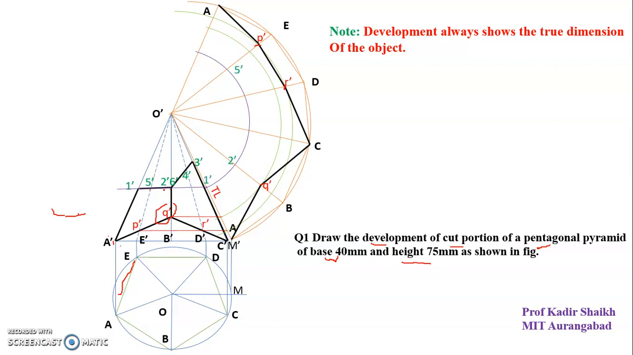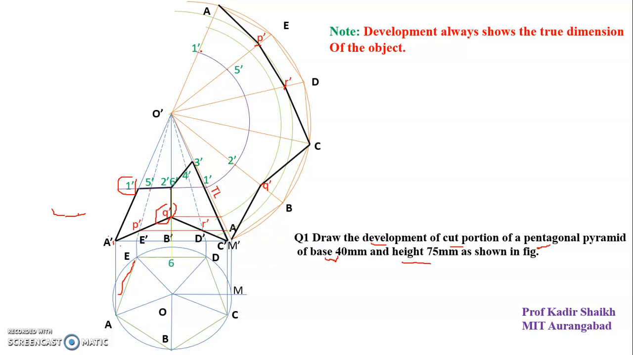So 1 dash will be on AO. So as you are seeing 1 dash on AO, it should cut the AO. Then 2 dash is on BO, so the arc is cutting BO at 2 dash here. Similarly 5 dash is on EO, so EO is here, so this purple arc is cutting EO at 5 dash. Now again the last point will be the 1 dash, which will be on OA.